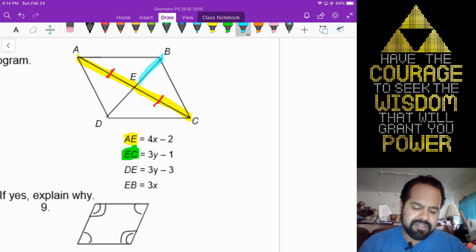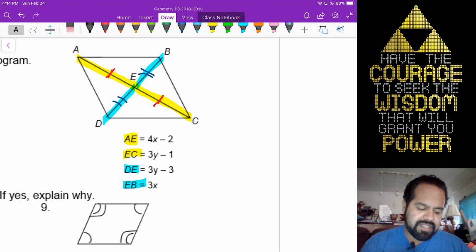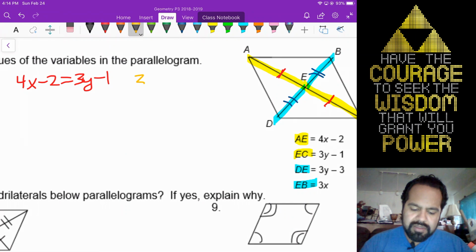Let's see here. We have these two that are given to us. So again, the diagonals bisect each other. So those two are set equal. So let's see here. We've got 4x minus 2 equals 3y plus 1 minus 1. Can't do anything with that one, so let's try the other one. 3y minus 3 equals 3x.